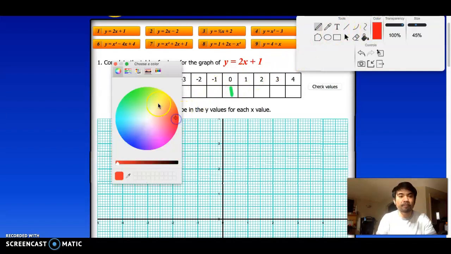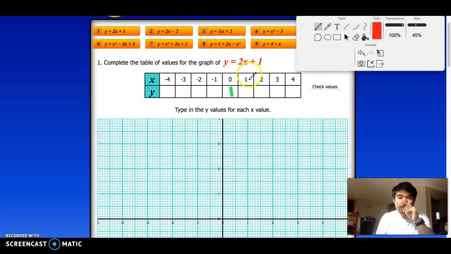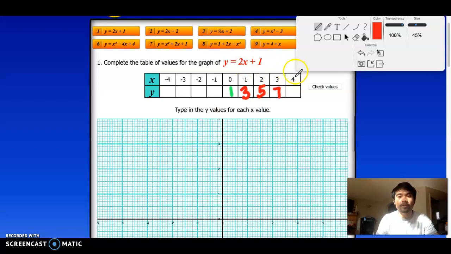Let's keep moving. If my x is 1, so 2 times 1 is 2, 2 plus 1 is 3. Let's keep going. 2 times 2 is 4, 4 plus 1 is 5. 2 times 3 is 6, 6 plus 1 is 7. 4 times 2 is 8, 8 plus 1 is 9. You can actually see that these are going up by 2, isn't it? So let's try this one, negatives.